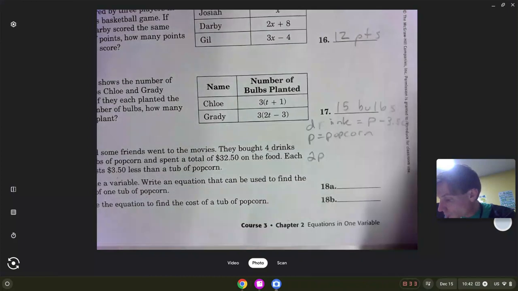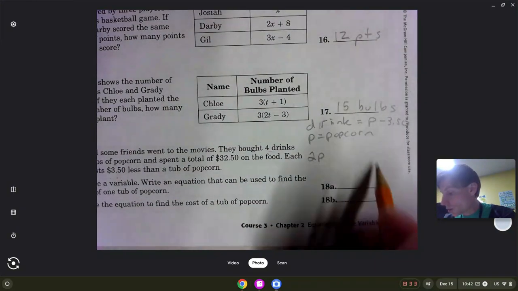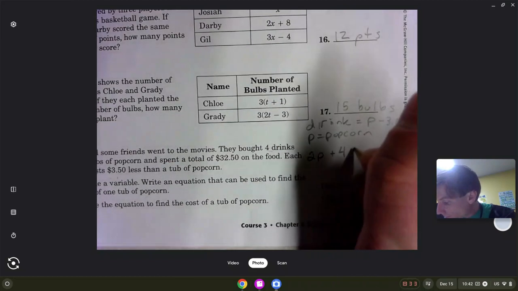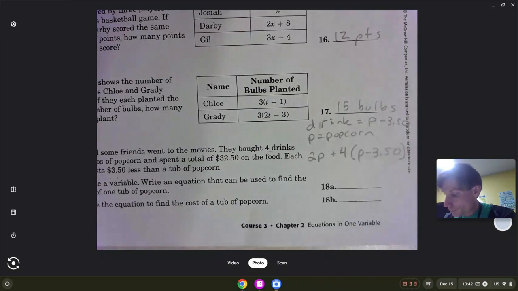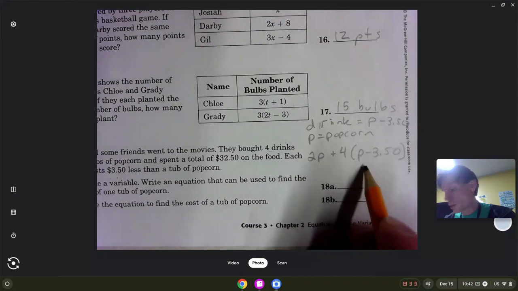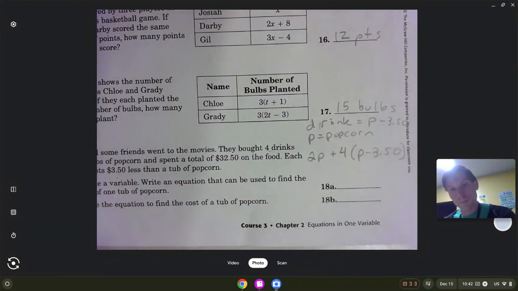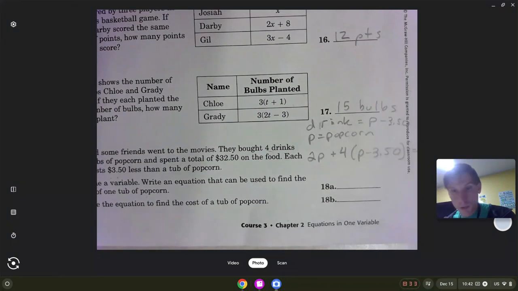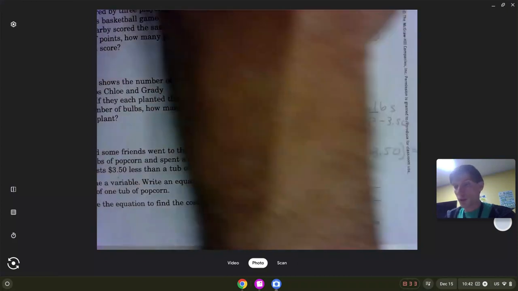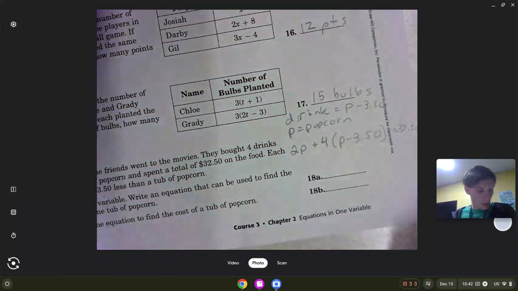And how many of those drinks are we getting? We're getting 4 of them. Does that make sense? It's a little challenging. So 4 times this price of the drink, plus 2 of the popcorns, and all that is totaling 32.50. So that is our equation. That is really the tough part.